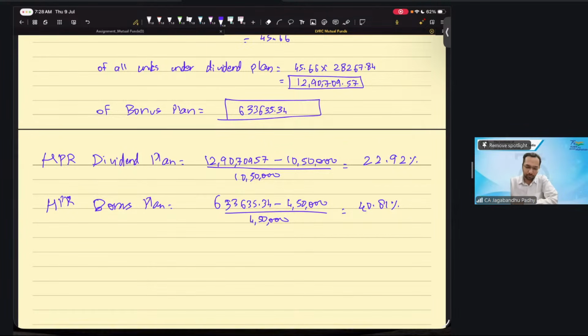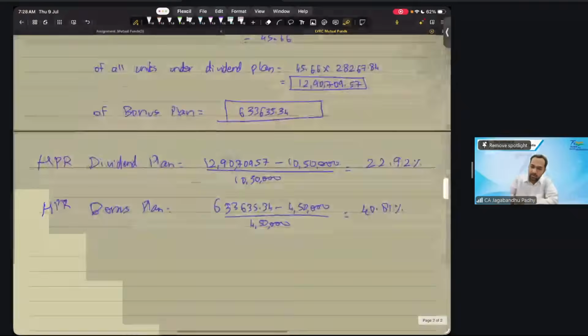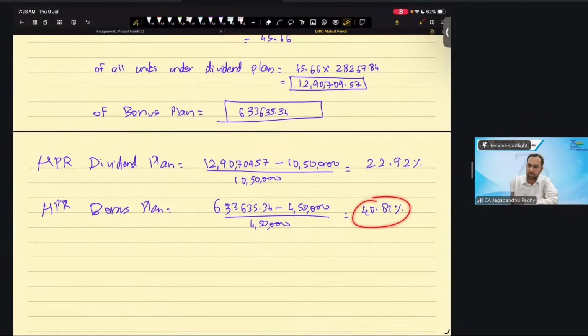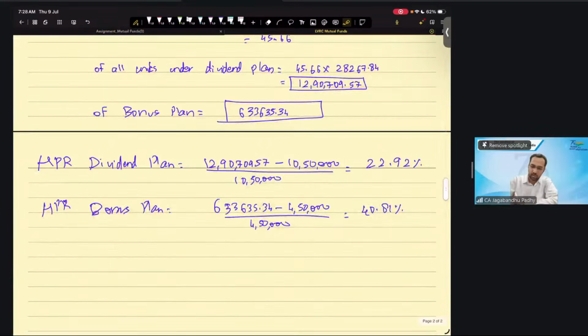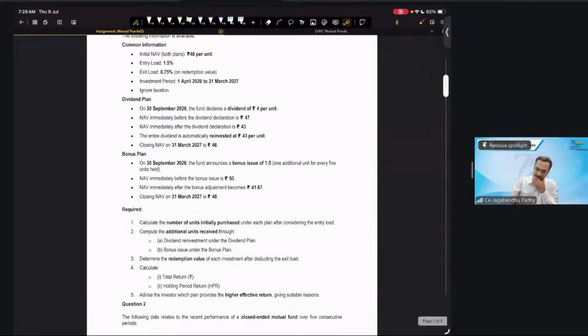Now, it's quite evident that bonus plan is definitely proving out to be a better plan over here, because it is obviously a higher number as compared to the dividend reinvestment plan. So total return and holding period return is just one and the same thing over here. Total return will be in terms of rupee. So whatever is the numerator part, that's the total return in INR, and the percentage is your holding period return.